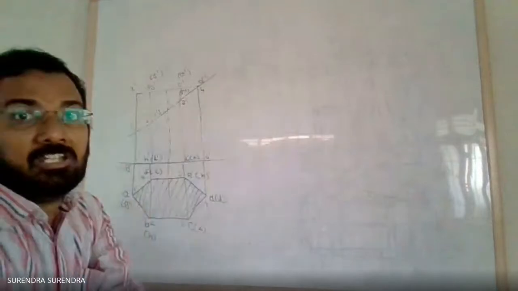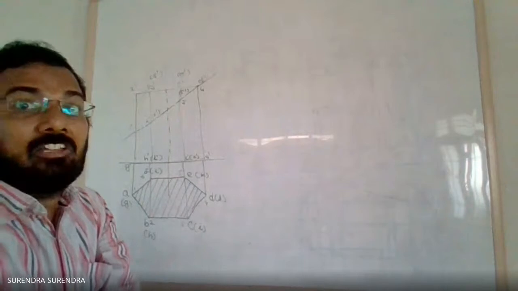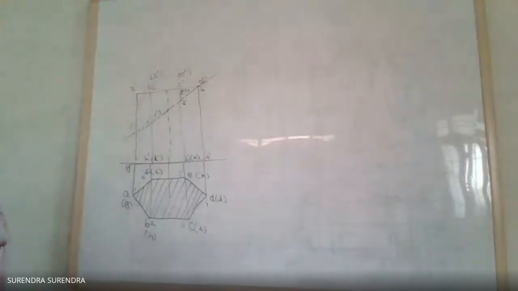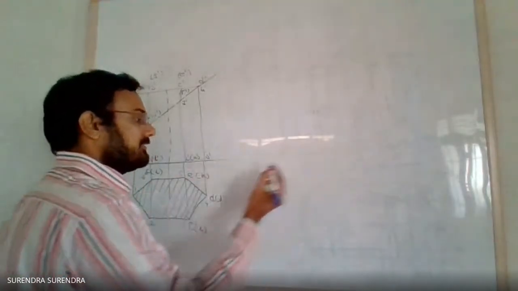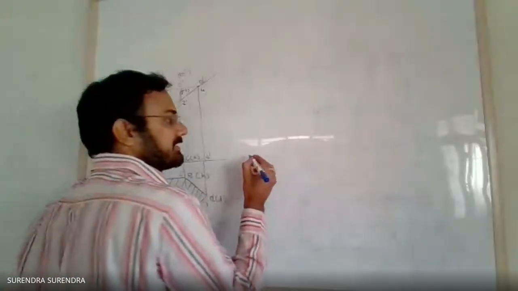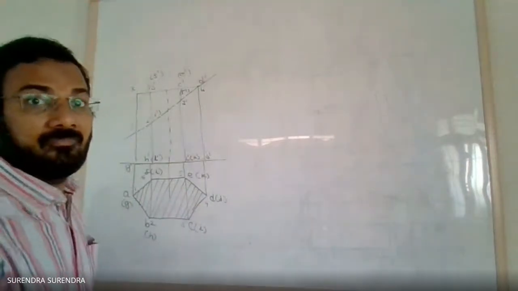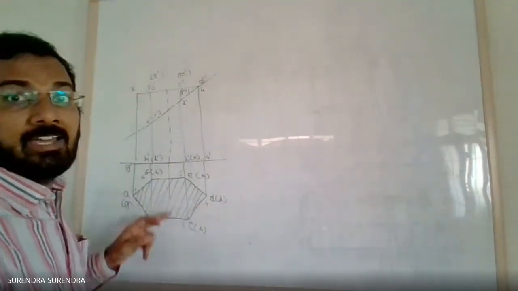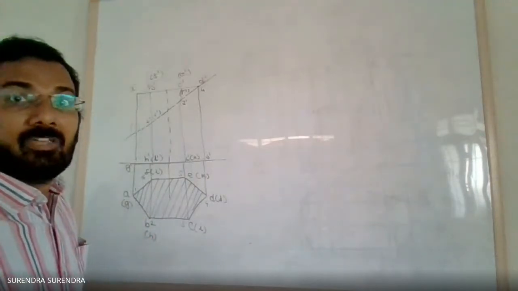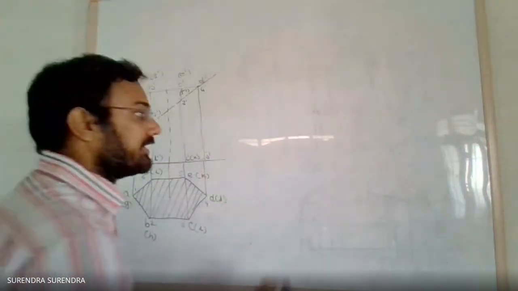Now go for the third step, development of the prism. For the development, draw a horizontal line coinciding with this bottom base, with length equal to the total perimeter of the hexagon. What is the side of the hexagon? The side length is 20 mm, given in the problem. So draw a straight line equal to 20 into 6, 120 mm.